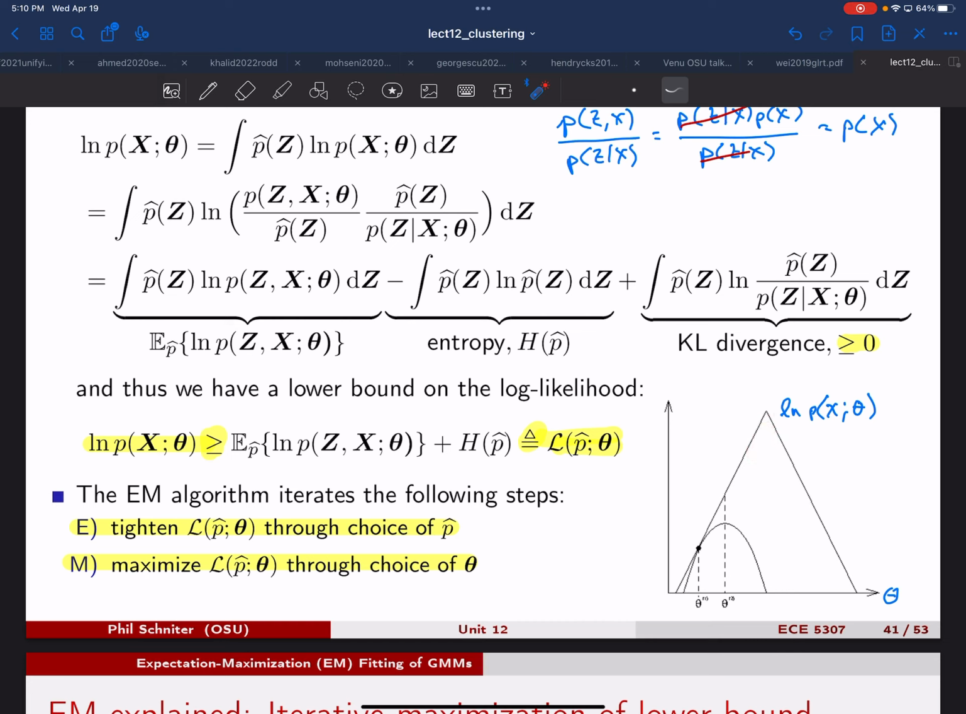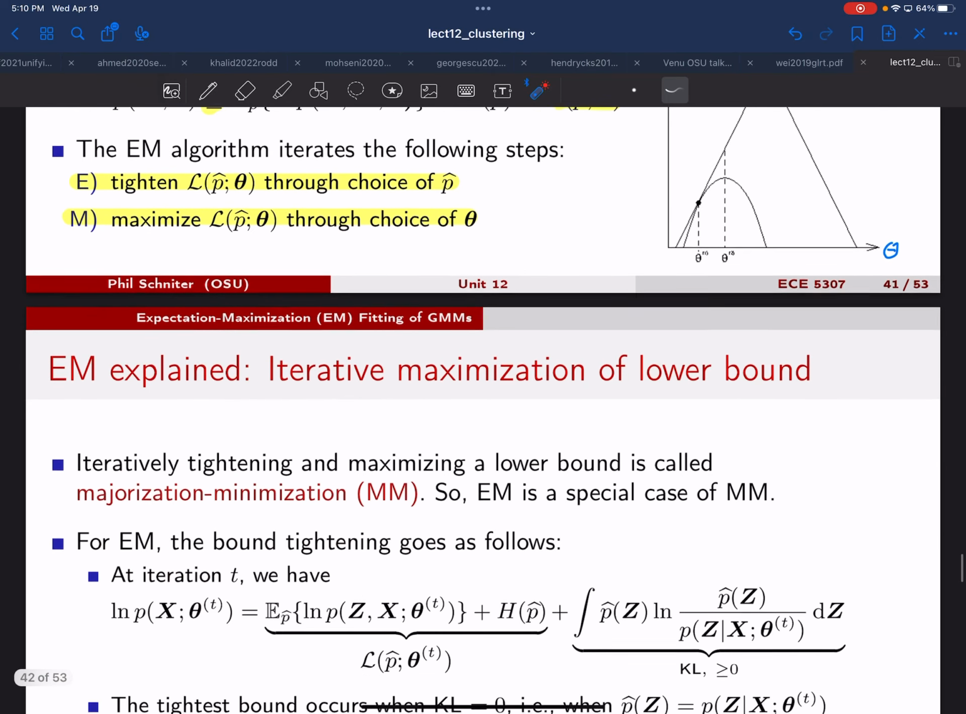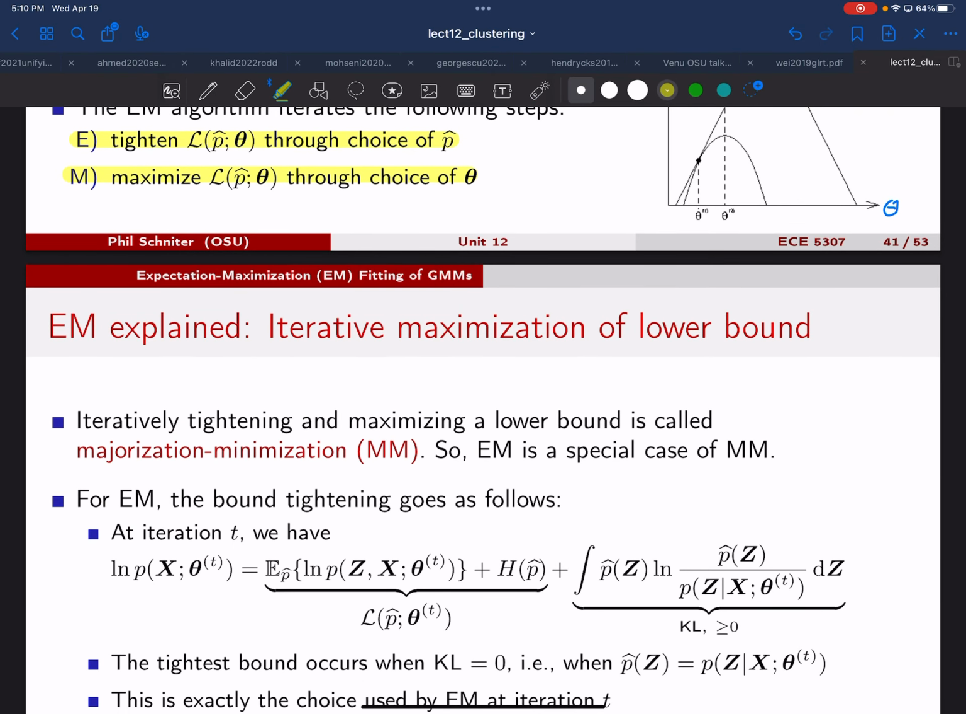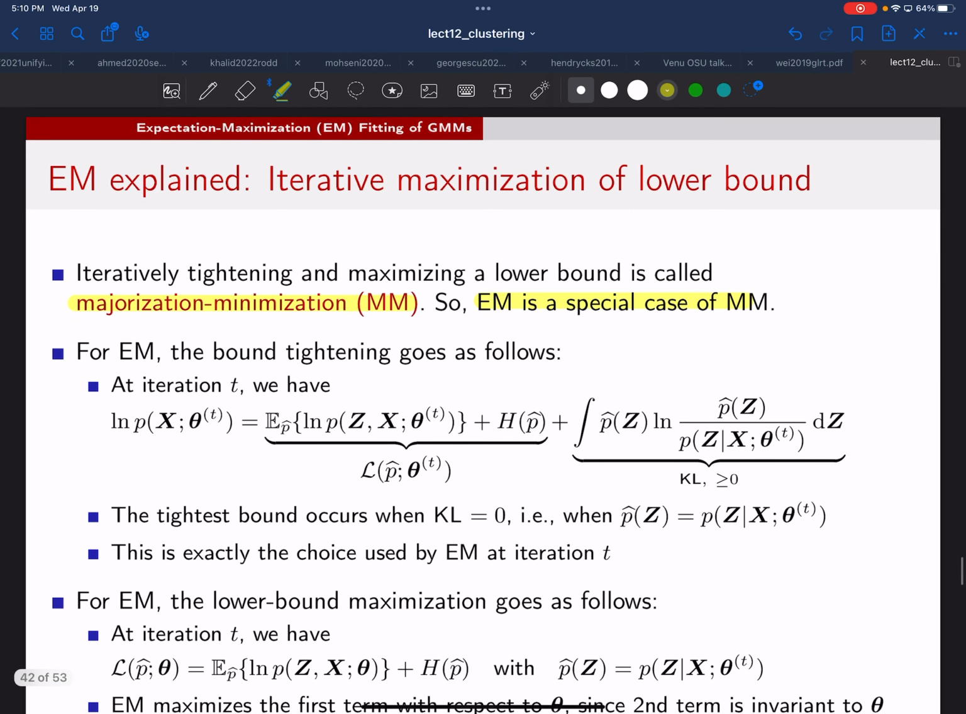So iterating between tightening the lower bound and optimizing it. Tighten, optimize. This has a name. It's called majorization minimization. It's a pretty common approach in optimization. It's when you iteratively tighten and maximize a lower bound. Okay, so the EM algorithm is a special case of majorization minimization. You can find many other examples of majorization minimization in optimization, but EM is just one of them. Okay, but it helps us explain what's going on.